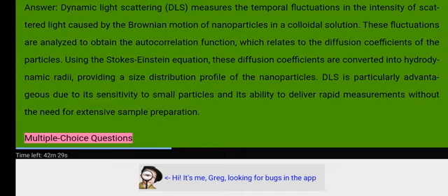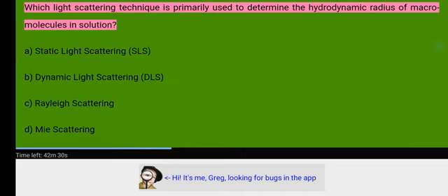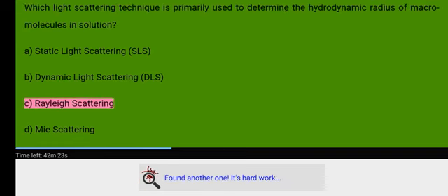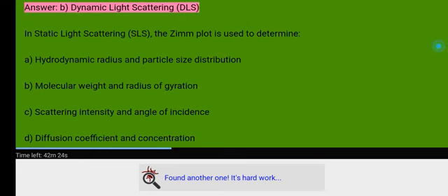Multiple choice questions. Which light scattering technique is primarily used to determine the hydrodynamic radius of macromolecules in solution? A. Static light scattering, SLS. B. Dynamic light scattering, DLS. C. Rayleigh scattering. D. Mie scattering. Answer: B. Dynamic light scattering, DLS.